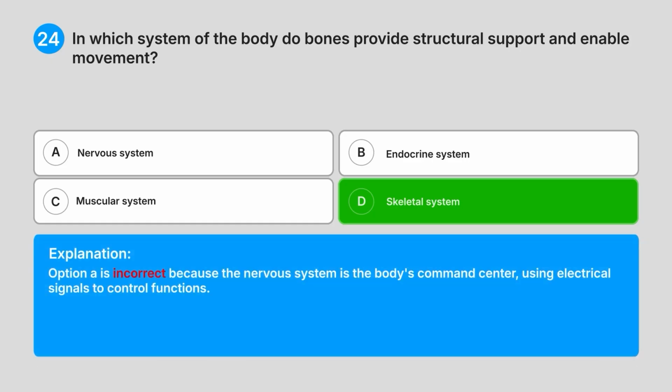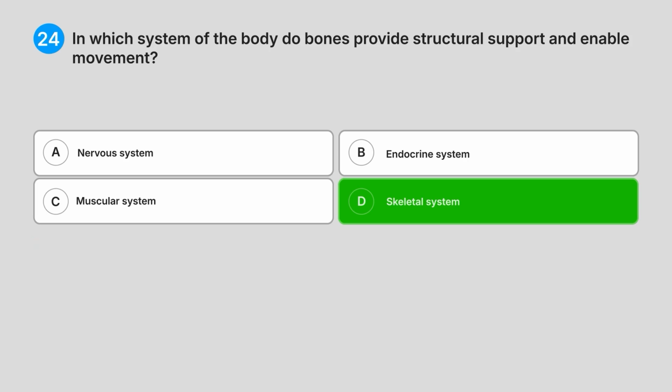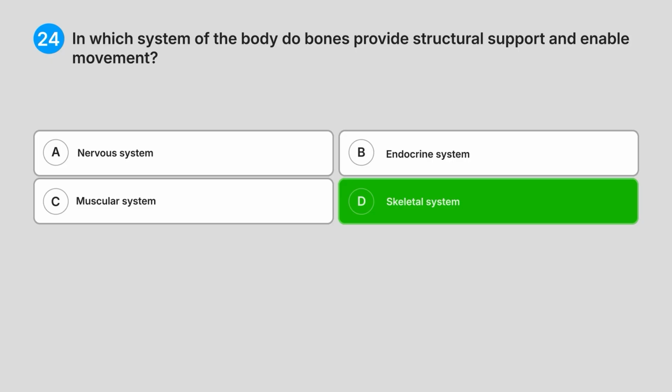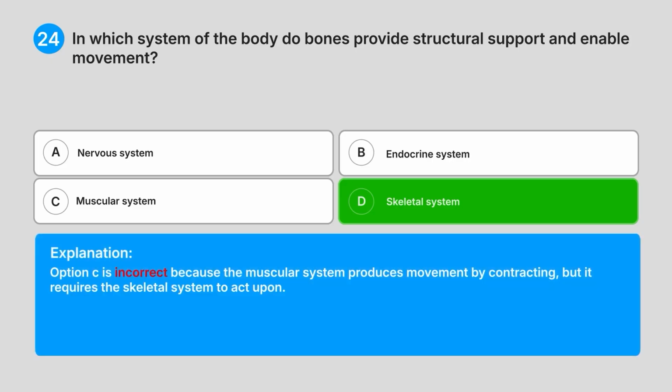Option A is incorrect because the nervous system is the body's command center, using electrical signals to control functions. Option B is incorrect because the endocrine system uses hormones to regulate bodily processes. Option C is incorrect because the muscular system produces movement by contracting, but it requires the skeletal system to act upon.